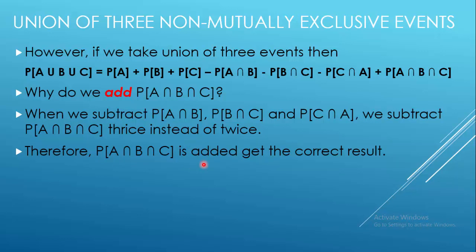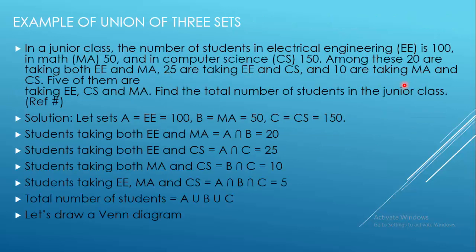Now this statement is not very clear. We will go through some examples. First of all, numerical examples, then we will derive this formula or whatever equation, whatever you call it, and then we'll have a better understanding of why we add this A intersection B intersection C. So first of all, we look at an example.